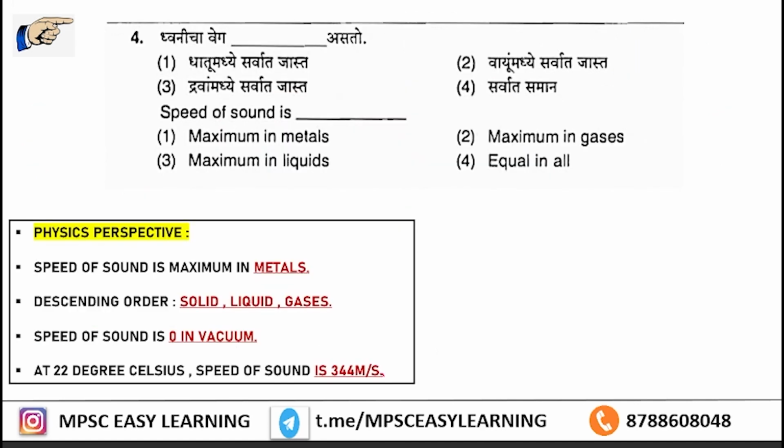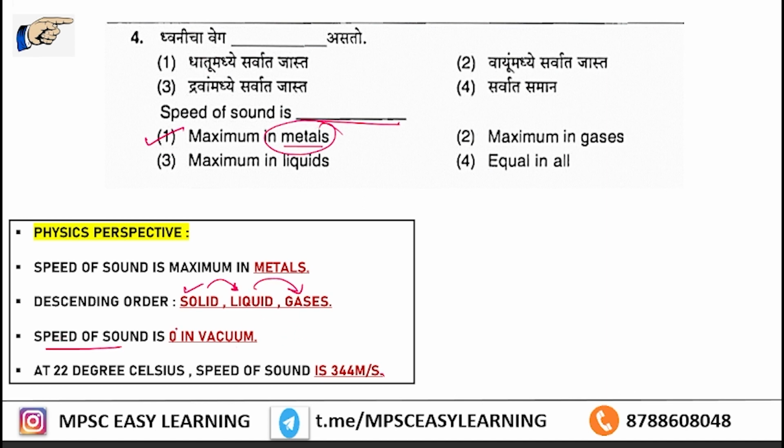Okay. Next question. Speed of sound is dash. Maximum in metals, maximum in liquids, maximum in gases, equal in all. Here your right answer is maximum in metals. So the speed of sound is maximum in metals. Now if we see the descending order, maximum was solid, we have seen that. Then second highest is in liquid, and then you've got gases.